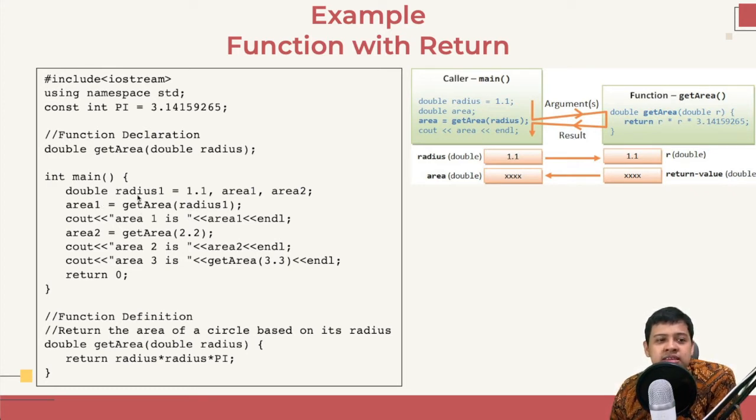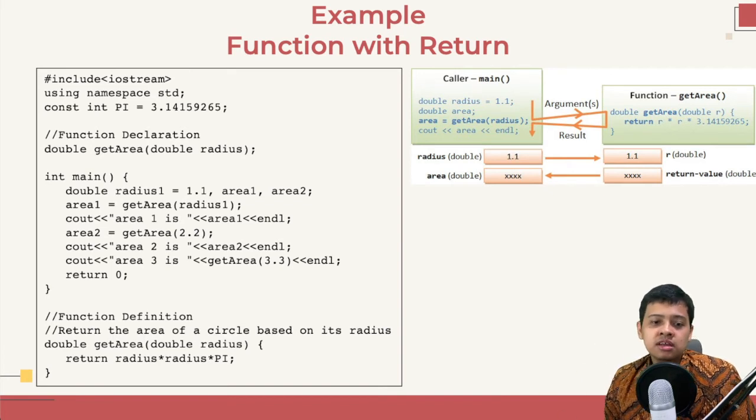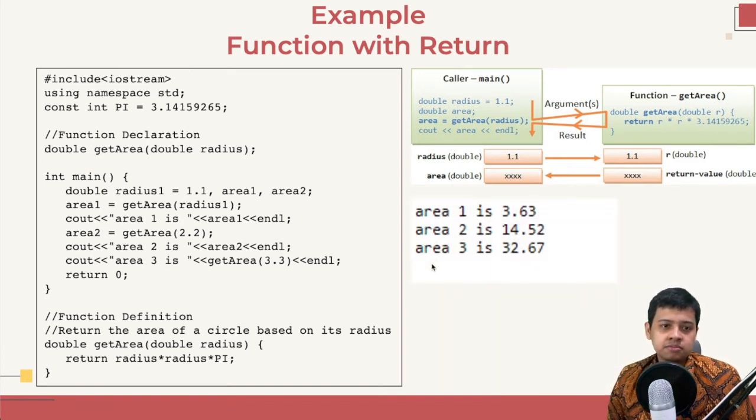So this is what it means by returning a value. If I want to call something in my hand, and then the process happens, and then the result is back in my hand, and then I can do whatever I want with the result value. That's how the return works.